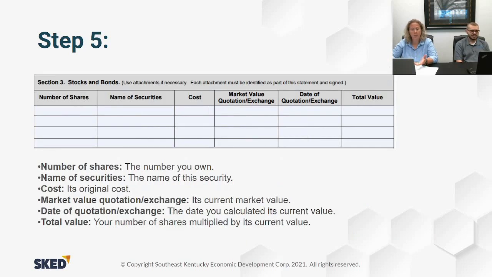Section 3 is all about stocks and bonds. You're going to put the number of shares that you own, the name of the security, how much it cost, what its market value is, so what the price is today, and then the date that you calculated its current value, and what the total value is. So number of shares multiplied by its current value. So pretty self-explanatory there. And in all of these sections, if you need more space, you can attach additional sheets of paper.